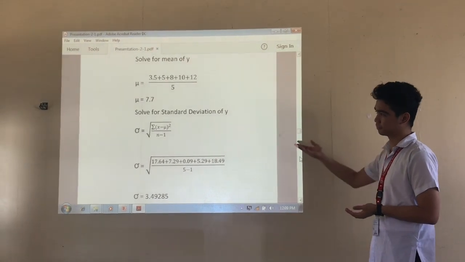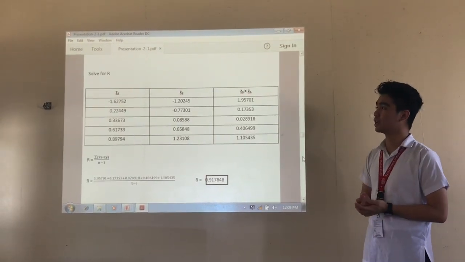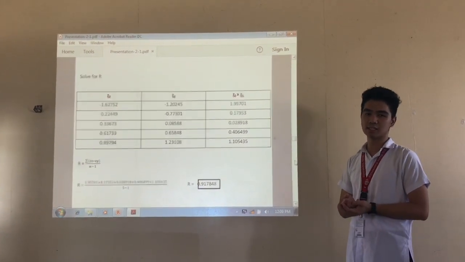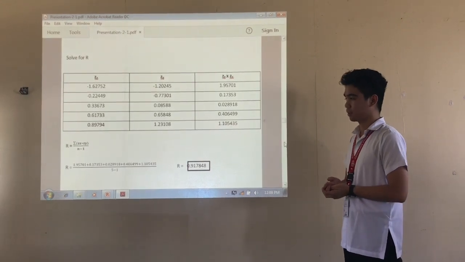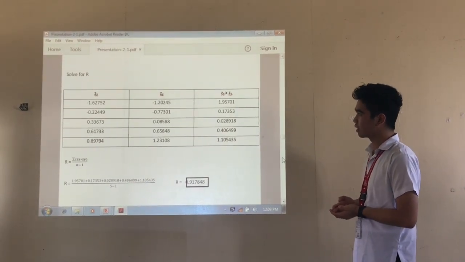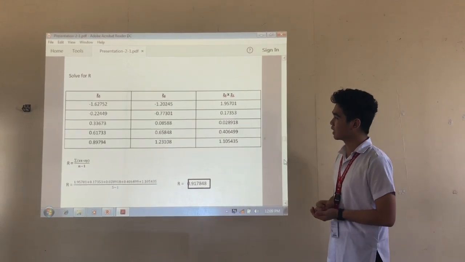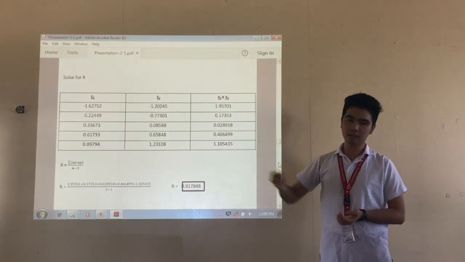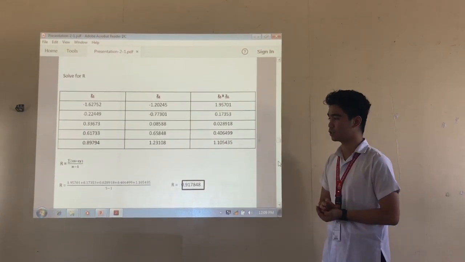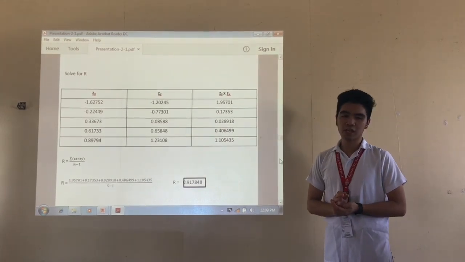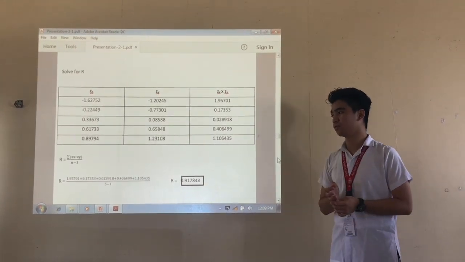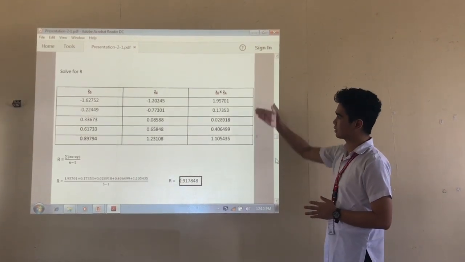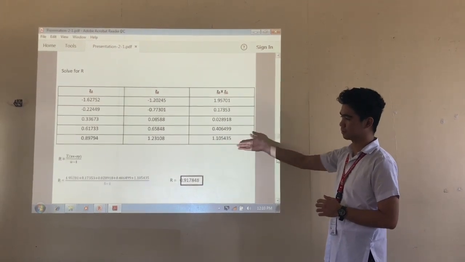At para naman po makuha yung value ng r, yung standardized value ng x ay imumultiply sa standardized value ng y. Standardized value ng x times standardized value ng y, ito po ang ating value. At ang formula po para makuha ang r ay summation of standardized value of x times standardized value of y over n minus 1. So we have 5. So substitute lang po sa n and lahat ng value na to dun sa equation.